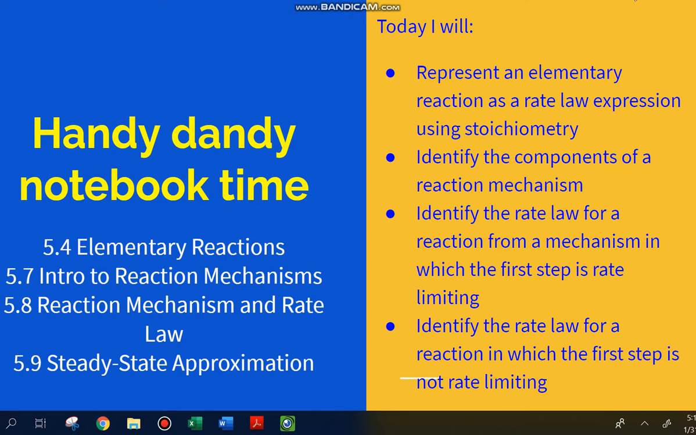Go ahead and pause the video here. That way you can write down some of these learning targets in your notebook. Make sure you write these in your own words.